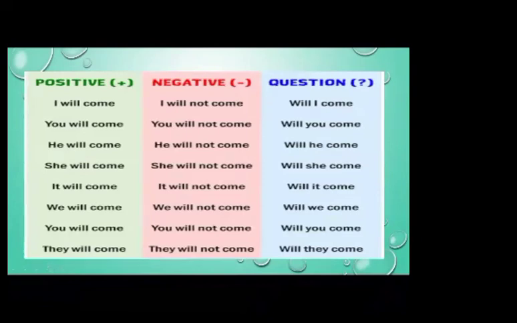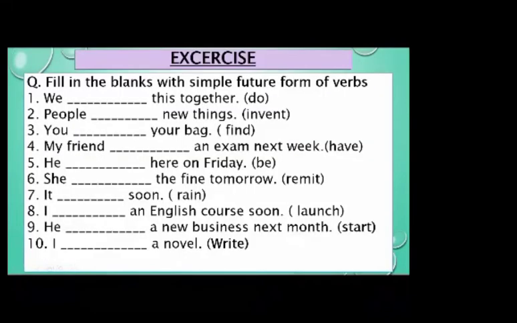These are some examples. I will come. Negative, I will not come. Interrogative, will I come? You will come. Negative, you will not come. Interrogative, will you come? He will come. He will not come. Will he come? She will come. She will not come. Will she come? It will come. It will not come. Will it come? We will come. We will not come. Will we come? They will come. They will not come. Will they come?